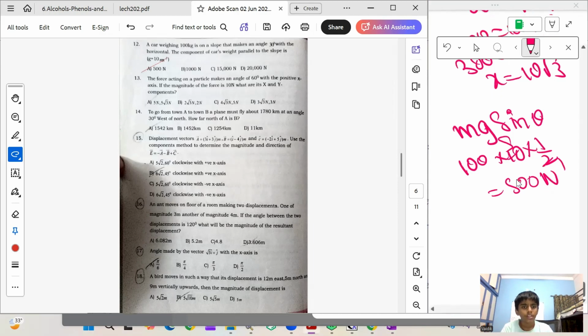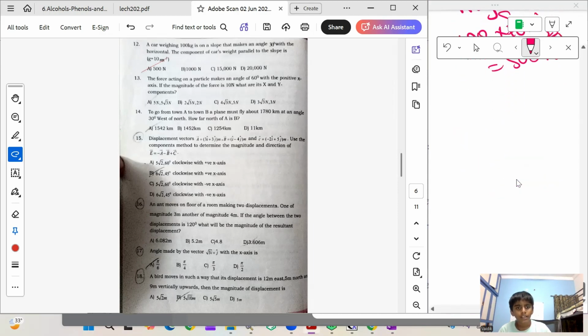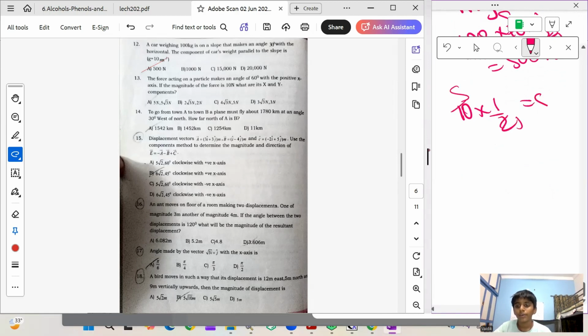13th question. The force acting on a particle makes an angle of 60 degrees with the positive x-axis. If the magnitude of the force is 10 newtons, what are the x and y components? It is making 60 degrees with the positive x-axis. So the x component would be 10 into cos 60, which is 1 by 2, so it will be 5 newtons. And the y component would be 10 into root 3 by 2, which is 5 root 3 newtons.